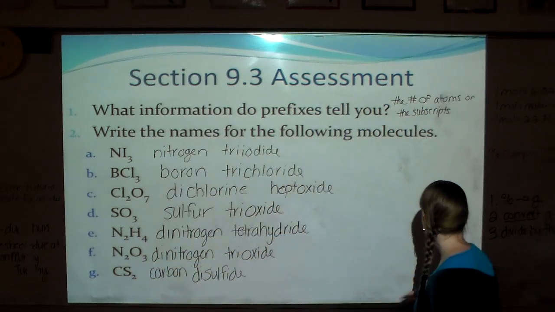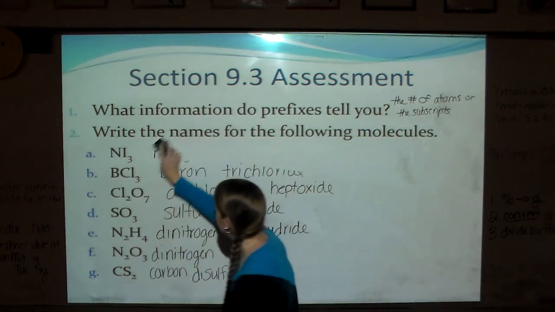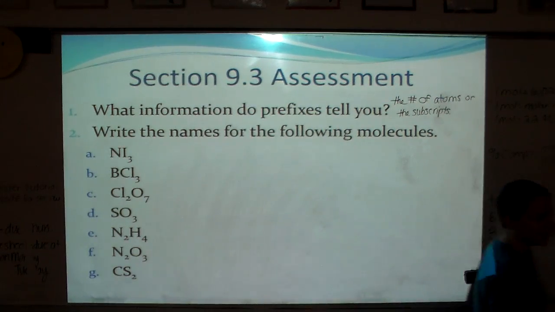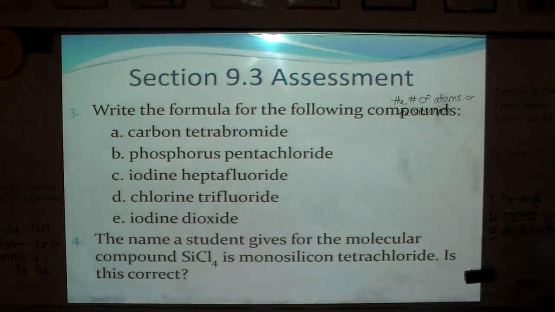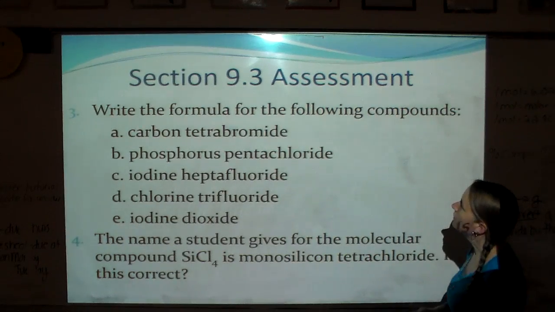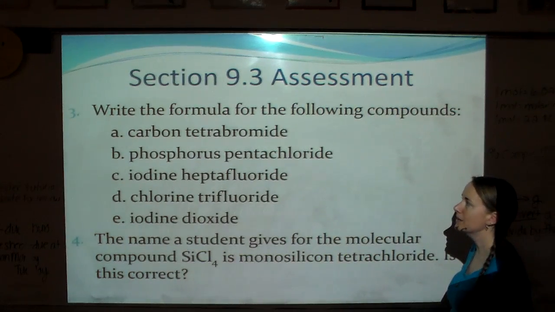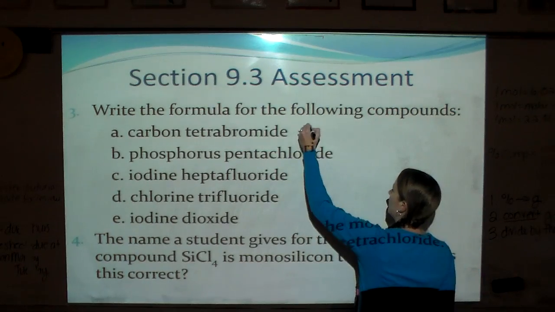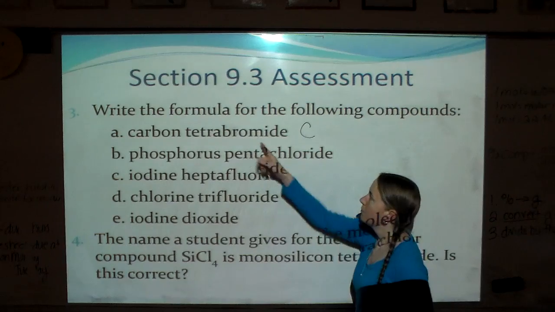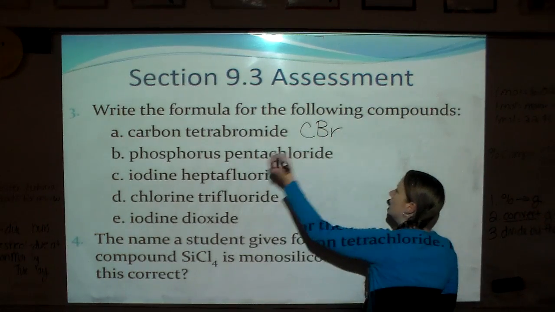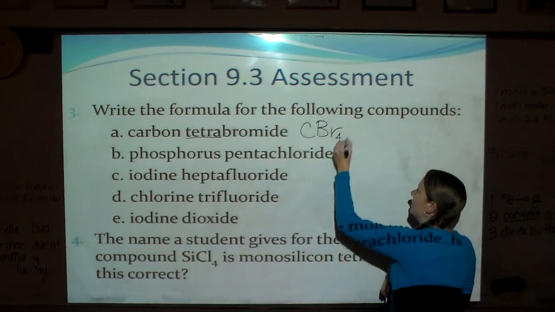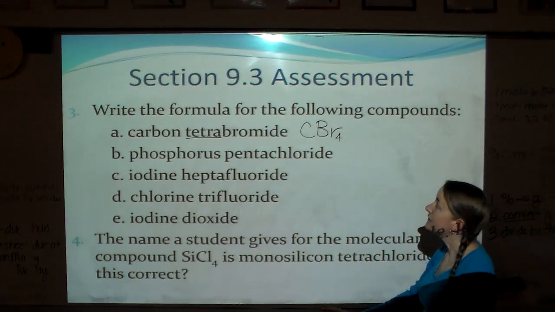All right, so let's look at some of these going the opposite way. Because remember, you've got to always be able to go both ways. So this one says, write the formula for the following compounds. Okay, so we have carbon tetrabromide. Okay, well, carbon is C. Since it doesn't have a prefix, I can assume there's just 1. Bromide is Br, and the prefix tetra, remember, tetras drops 4 blocks. Prefix tetra means 4, so it's CBr4.